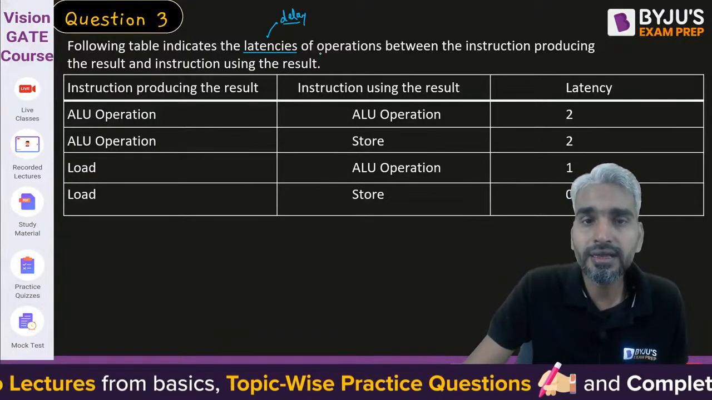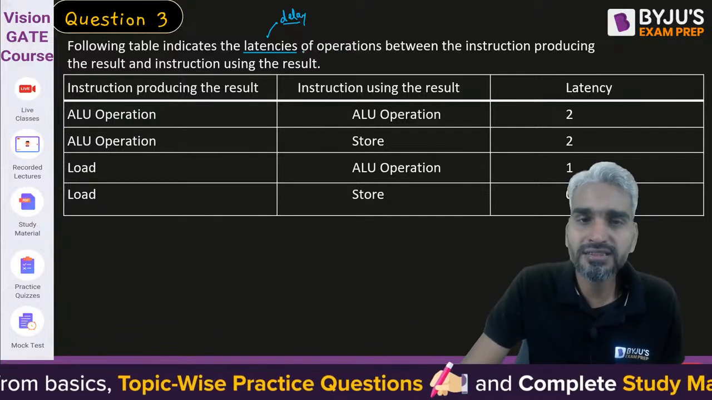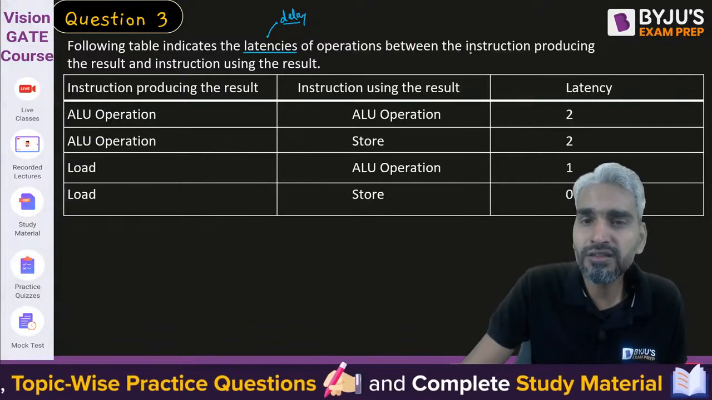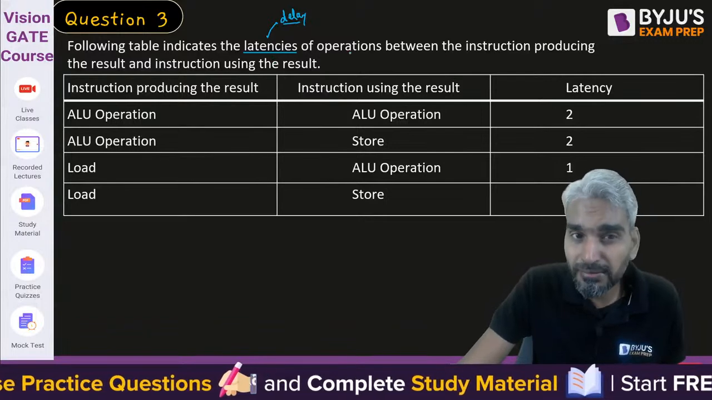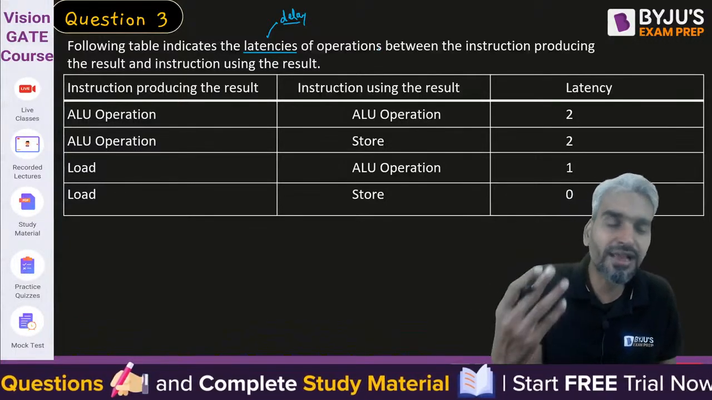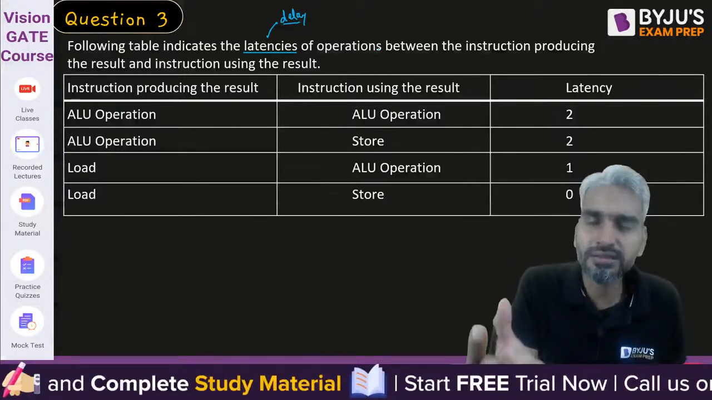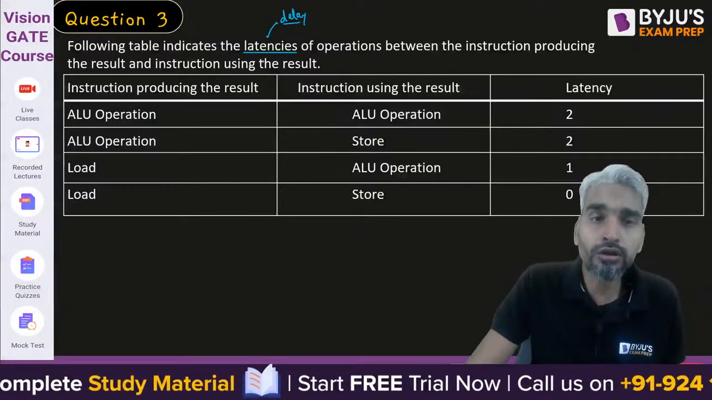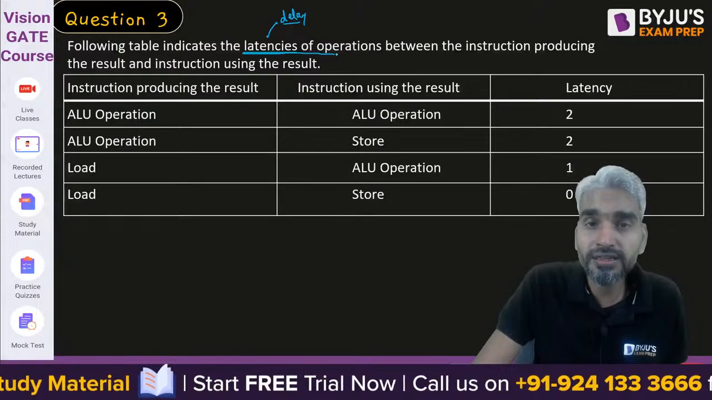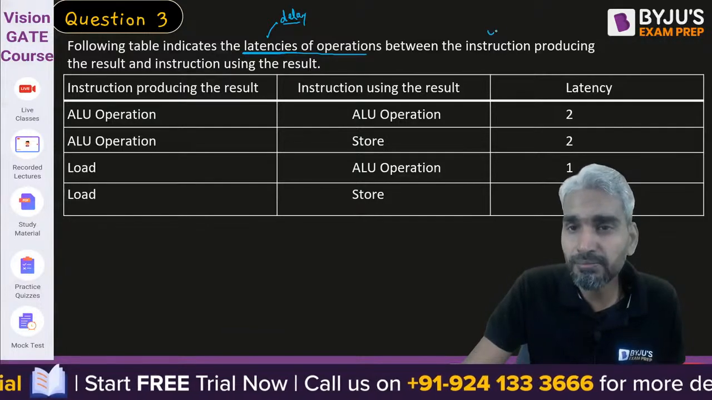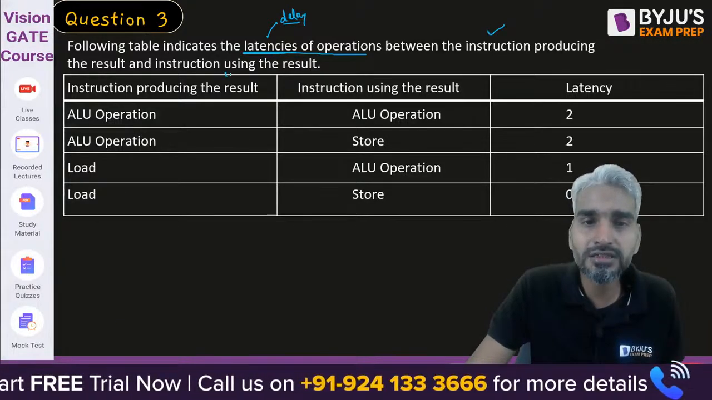Delay of operations. Latencies of operations between the instruction. This term itself is confusing. Most of the students are not able to interpret the question correctly. So the following table indicates the latency of operations between the instruction producing the result and instruction using the result.